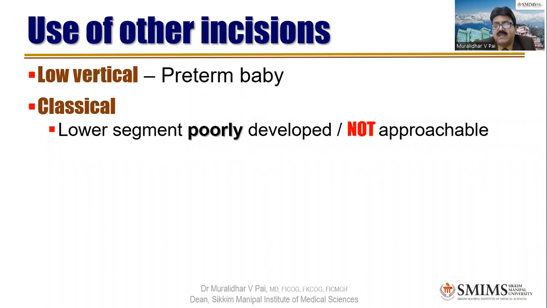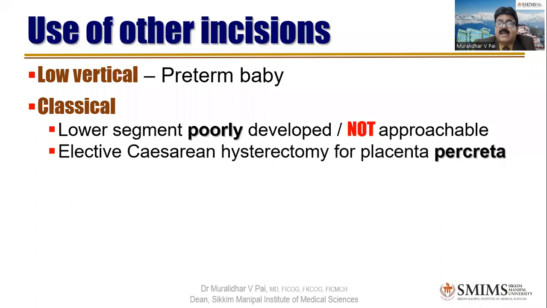The surgeon came and did their best, but still the anterior uterine wall was not approachable. I have done this fundal incision twice or thrice in my life, once in St. John's when I was the senior house officer, and twice in Manipal and Udupi. The other reason is elective Caesarean hysterectomy for placenta percreta.